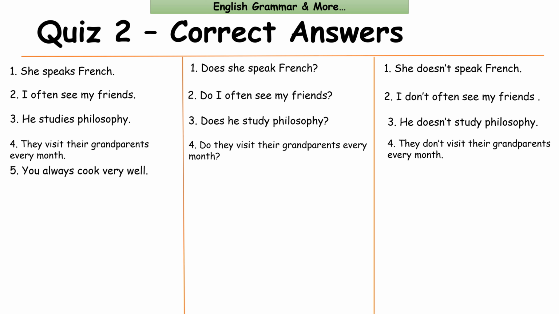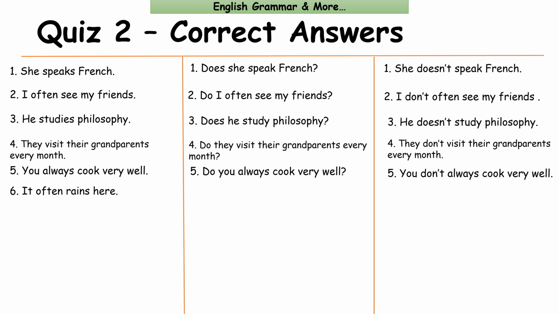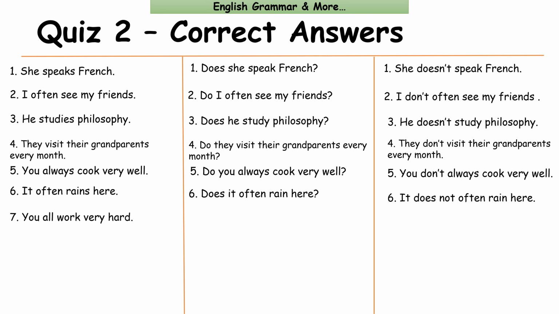You always cook very well. Do you always cook very well? You don't always cook very well. It often rains here. Does it often rain here? It does not often rain here. You all work very hard. Do you all work very hard? You all do not work very hard.